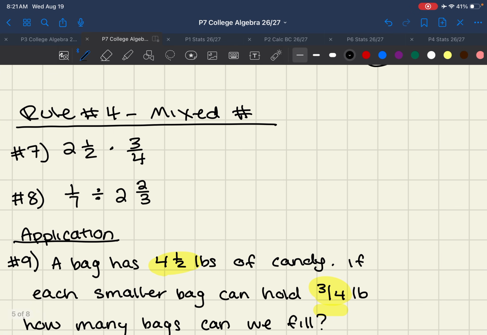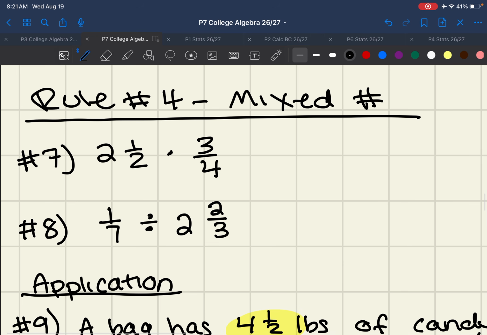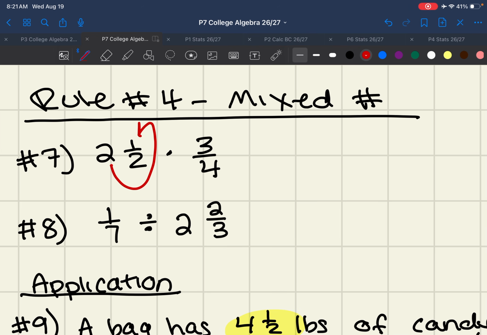Mixed number. So what happens if we have a mixed number? So remember, a mixed number is a whole number attached to a fraction. So if we look at number 7, we have 2 1/2 times 3/4. So first, I need to change this into an improper fraction, and I do that by starting at the whole number, taking that whole number and multiplying it by the denominator, and then whatever I get there, I'm going to add it to the numerator.